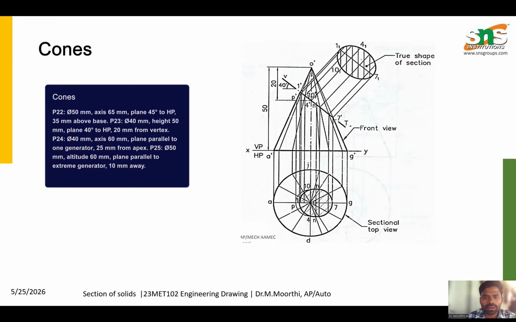The next one is the cone, where the top view is a circle and the front view is a triangle. The condition here is that the cutting plane is 40 degrees to HP, and it passes through the axis 20 millimeters from the vertex. Similarly, we have different conditions based on the axis or base, and the plane cuts the top view with respect to the given condition. We then find the sectional top view as well as the true shape of the section based on the given conditions.